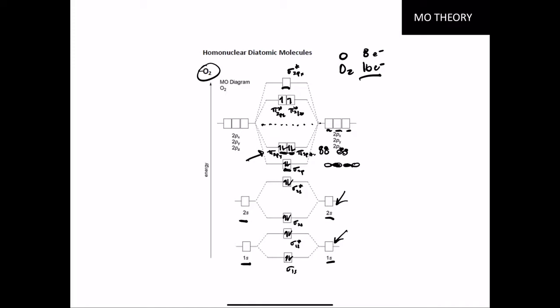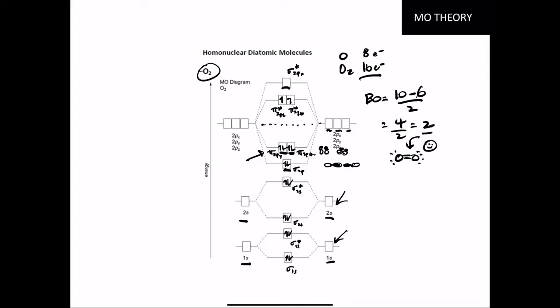So the first thing we can look at is the bond order. So bond order equals the number of bonding electrons minus anti-bonding. So 2, 4, 6, 8, 10. 10 bonding electrons minus 2, 4, 6, divided by 2 equals 4 over 2 equals 2, a bond order of 2. And this is actually what we expected, right? Lewis structures predict a double bond, a bond order of 2. Nice.